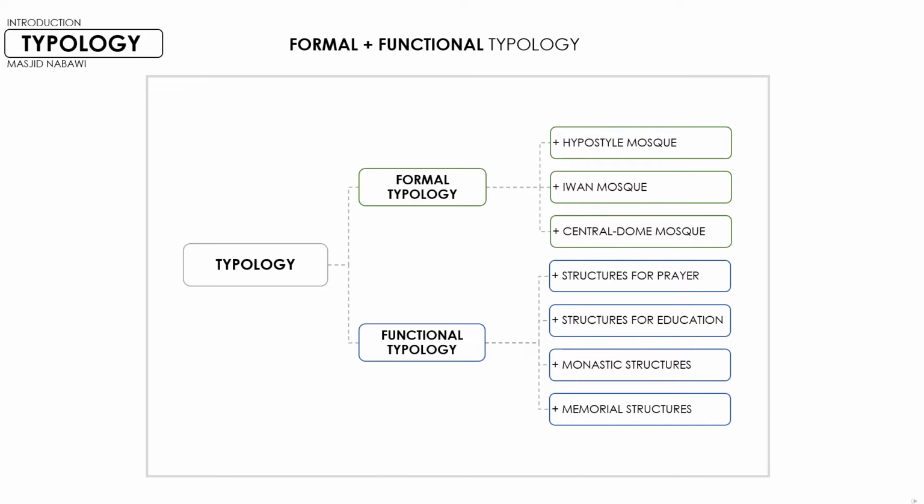In terms of typology, there are formal typology and functional typology, where formal typology consists of the types of spatial organization that can be found in a mosque, whereas functional typology consists of the type of structures that can be found in Islamic architecture.